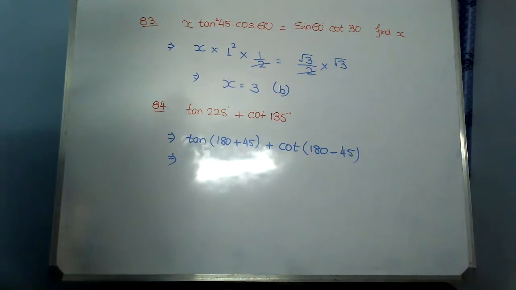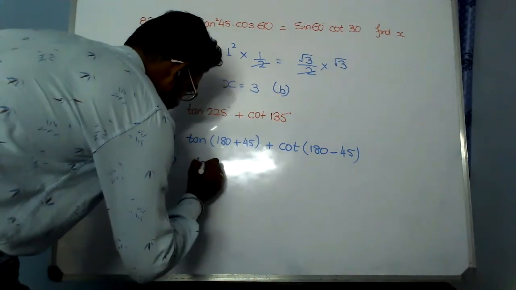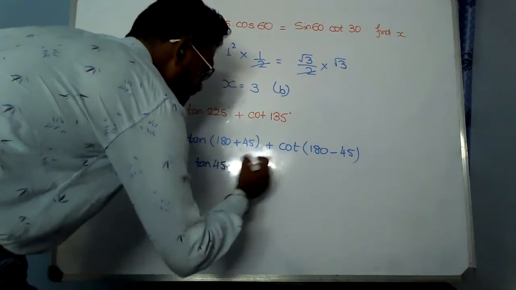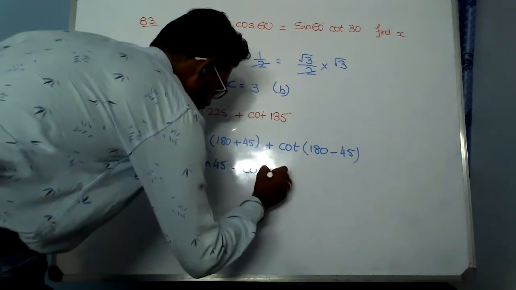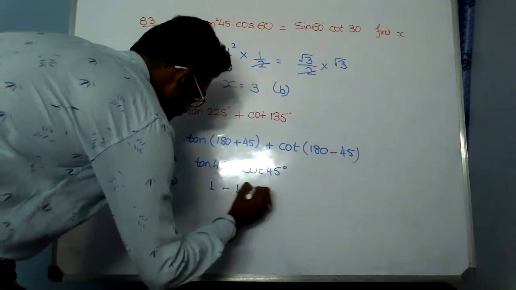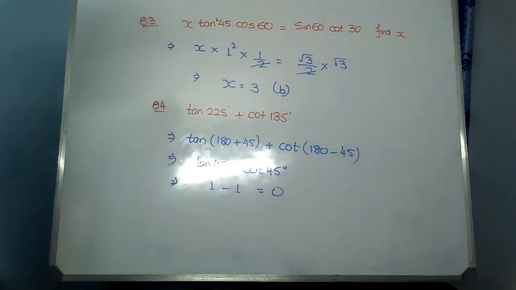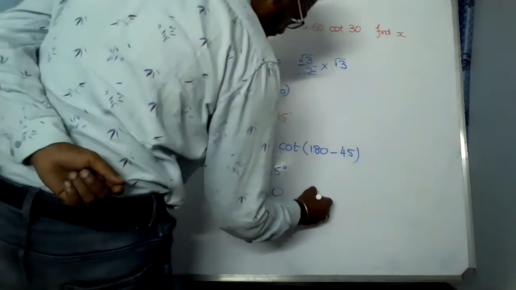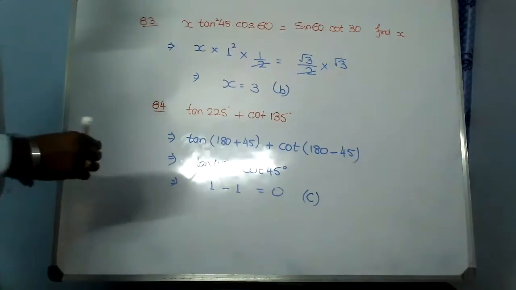So what you'll get here is tan 45, and this will become minus cot 45. Both have the value 1, right? So 1 minus 1 will give you 0. Do we have option 0 here? Yes, that's option C. So C will be the right answer for this.